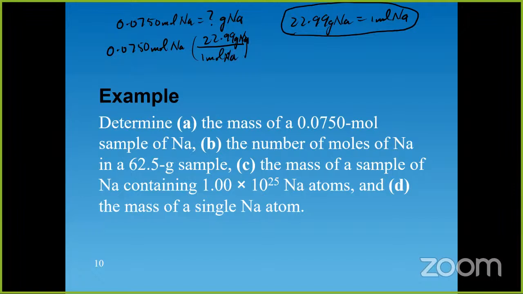So as you can see in this setup, the moles of sodium will cancel out, and then you have to do the number crunching on your calculator, 0.0750 times 22.99, and according to my calculation, this works out to be, rounded off, 1.72 grams of sodium. And that's how that is done. Any questions?